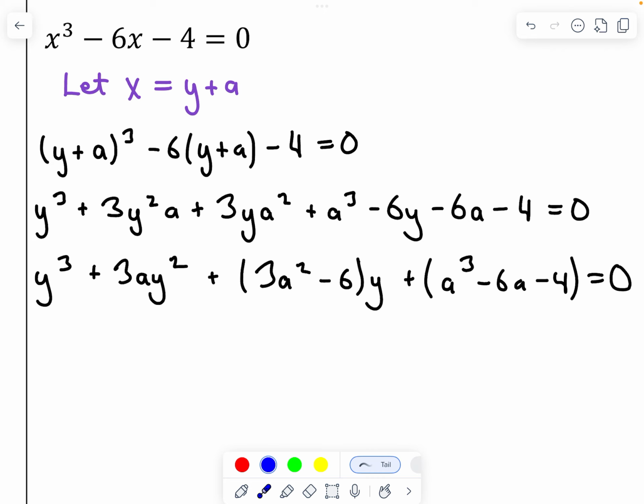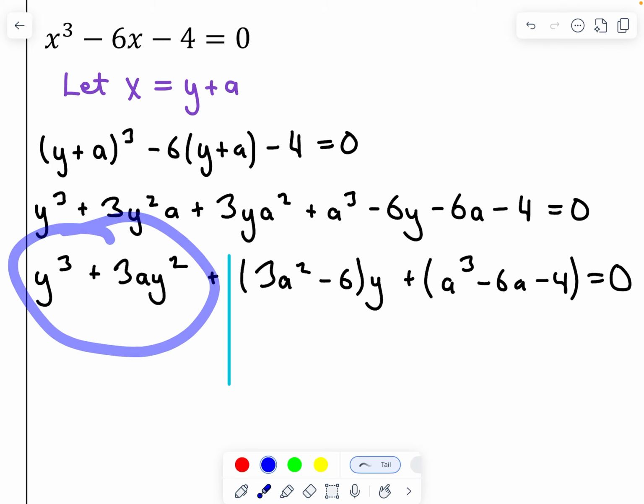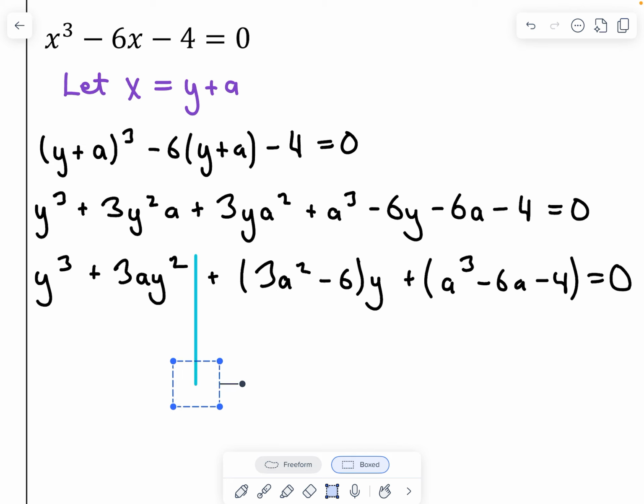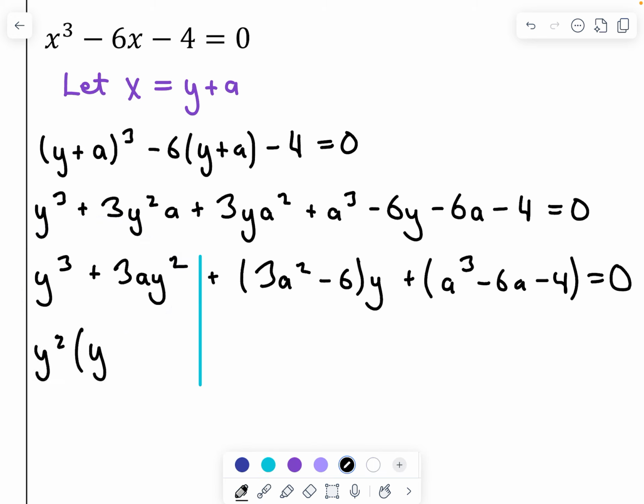And I want this polynomial to be factorable by grouping. So let's go ahead and take that route here. Out of these first two terms, I can factor out a y squared, leaving behind y plus 3a. Now, to make this work, I'm going to need to factor out the 3a squared minus 6. Okay. 3a squared minus 6. And that's going to leave behind y plus.